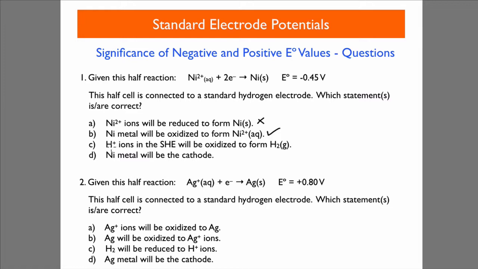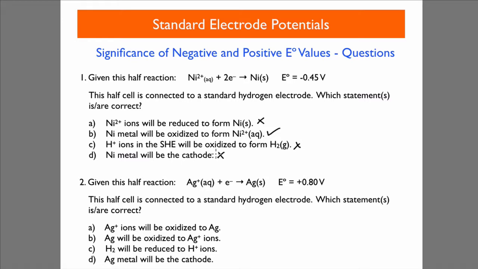Let's just check here. Hydrogen ions in the SHE will be oxidized to form H2. Well, the H plus ions are actually being reduced there, so that's wrong. And the nickel metal will be the cathode. We've just said the nickel metal is going to be oxidized, and if we remember an ox, the thing being oxidized is going to be the anode, not the cathode. That's wrong.